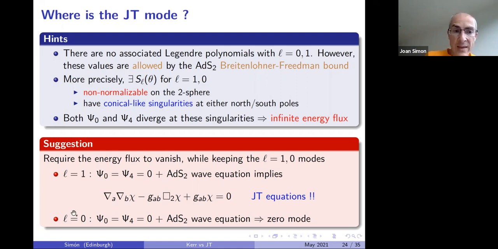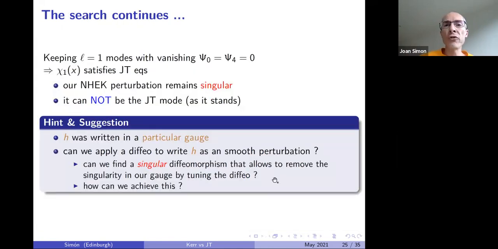If we play the same game with L equals 0, we get a zero mode, which is a constant scalar field. Now, we are not done because we have a connection between vanishing flux and JT equations, but our neck perturbations are still singular. I told you that these S of theta are definitely singular. So it cannot be one of the JT modes.